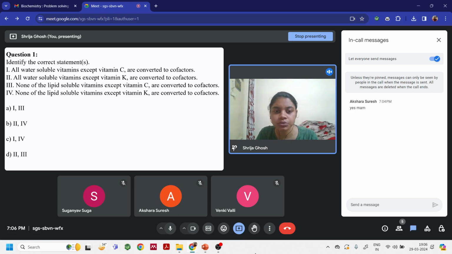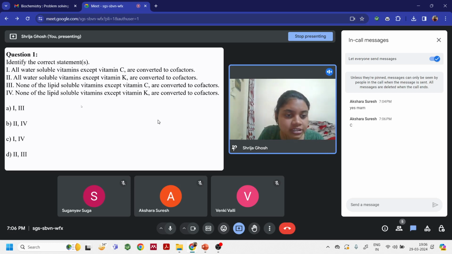So if anyone wants to answer, they can write in the chat box or they can unmute. So here the trick is to find out which vitamin, either vitamin C or vitamin K, is lipid soluble, and which one of those two are water soluble. If you know which is water soluble and which is lipid soluble, you will be able to answer.